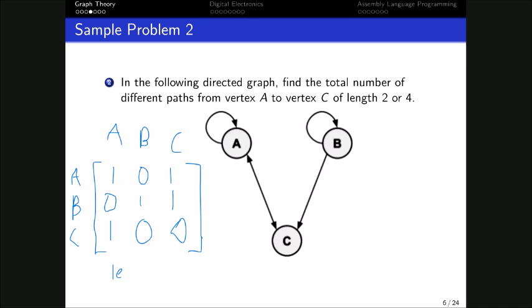And so how we would find paths of length 2 or 4 is we would square this matrix using matrix multiplication. We would multiply this matrix by itself to get all paths of length 2, and we're looking for all the paths from vertex A to vertex C. So the next slide will show you the matrix multiplication right here.